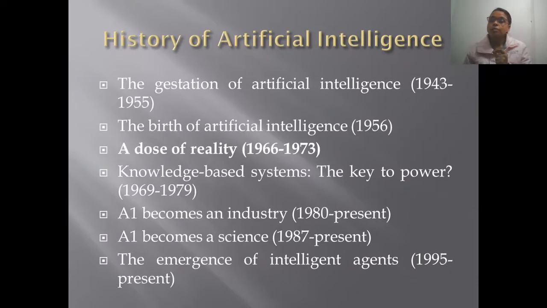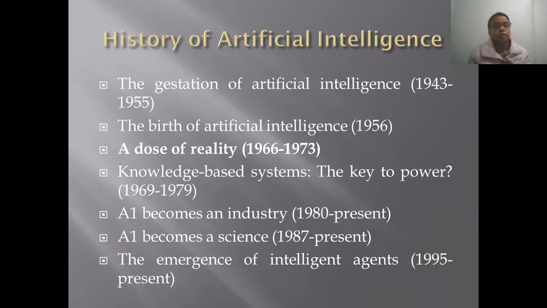Now come to the next point, which is the history of artificial intelligence. This basically starts in 1943. In the period 1943 to 1955 is the gestation of artificial intelligence. And in 1956, the birth of artificial intelligence.